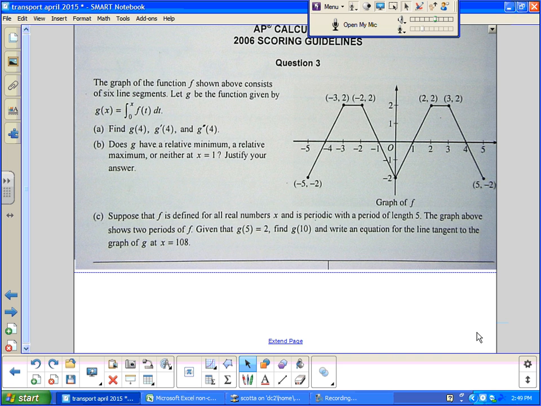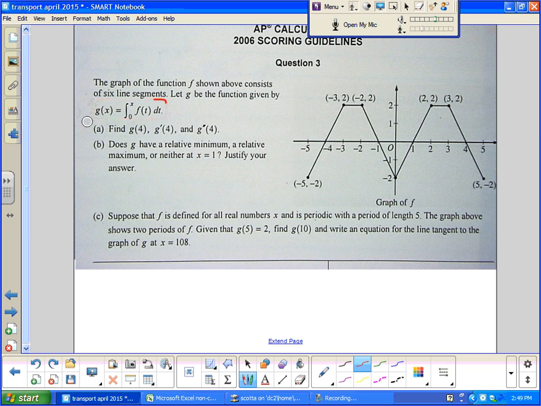2006, question 3, so it's a calculator problem. The graph of the function f above shows 6 line segments, and you can see 6 line segments. And it gives the area under the curve, g of x, is defined from 0 to x of f of t dt. All right? And the first thing is find g of 4, g prime of 4, g double prime of 4.